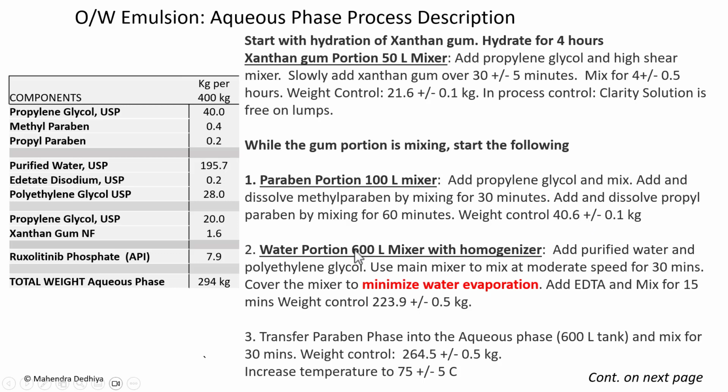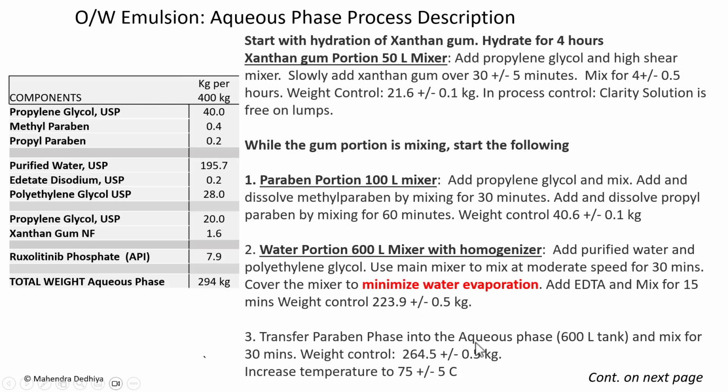The water portion is in the main 600 liter tank with homogenizer. Add water, propylene glycol. Use the main blade mixing to mix at moderate speed for about 30 minutes. Cover the mixer to minimize water evaporation. Add EDTA and weight control should be done.